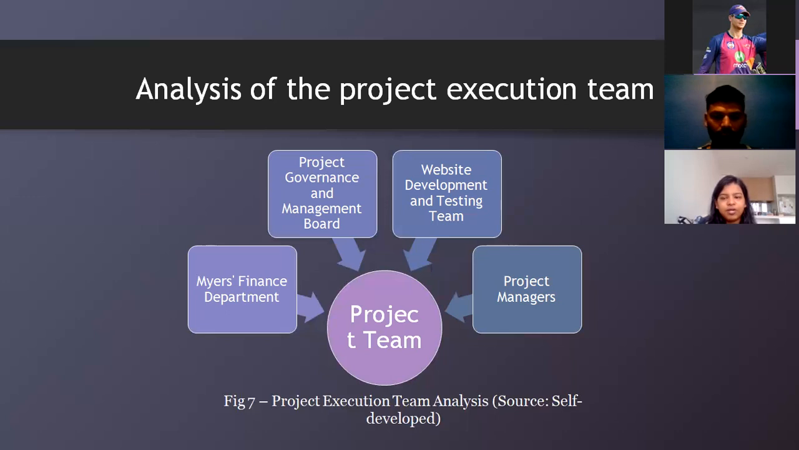The first department is the Myers finance department. The Myers finance department budgeted the project around millions of dollars. And the funding was not done properly because of the delays of the project. The project funding was not done properly, which resulted in failure of the project.